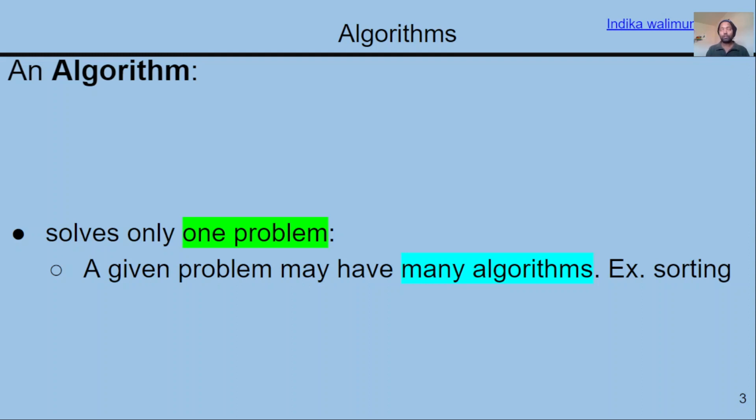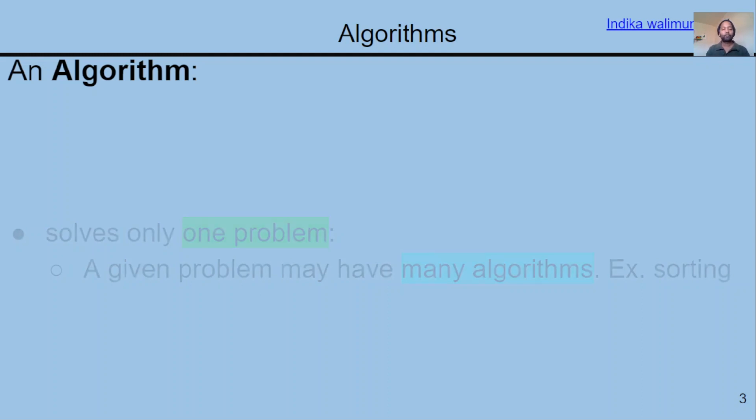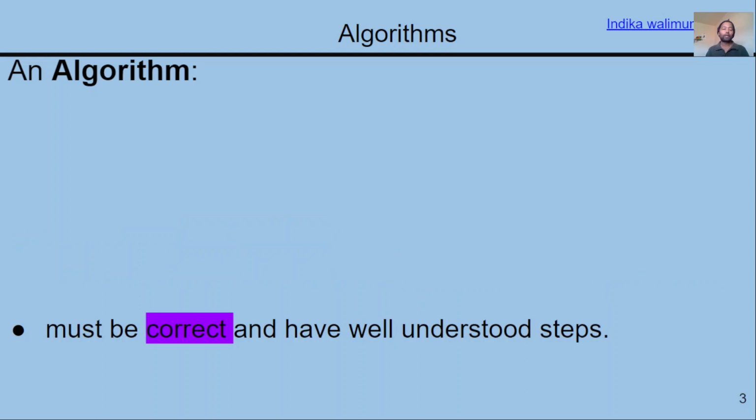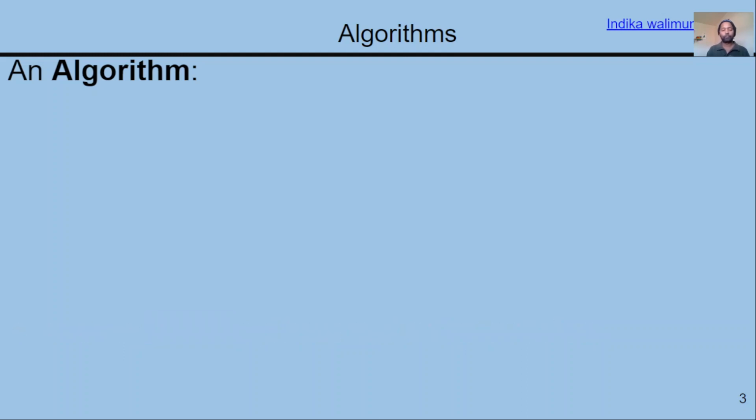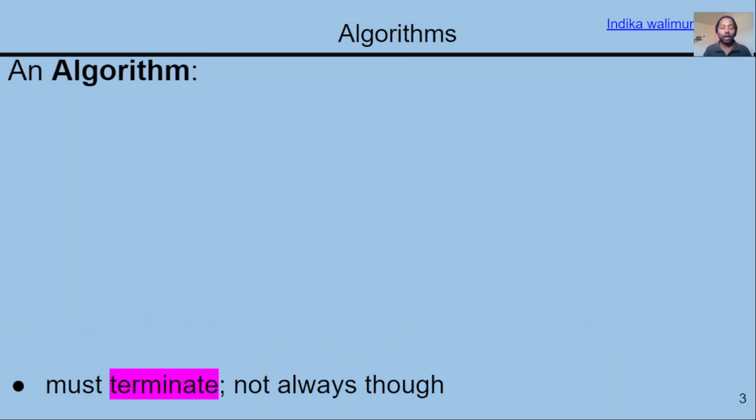For example, sorting. We already know there are a bunch of sorting methods like insertion sort, selection sort, bubble sort, quick sort, merge sort, all those. An algorithm must be correct, and it should have well understood steps. It must terminate as well. That's not always the case; for example, an operating system probably runs an algorithm until we turn off our computers. But usually an algorithm must terminate.